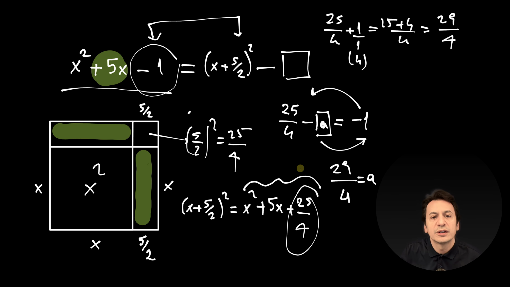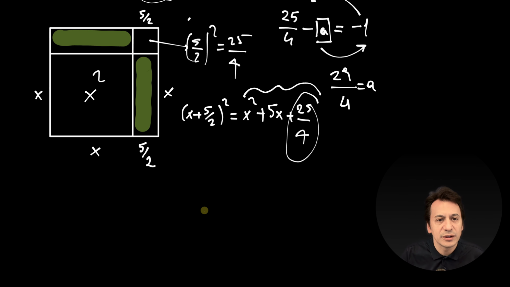So, great. Now, since this is 25 over 4, if I subtract this 29 over 4, then I will have my equation. Okay, this one's a little bit tricky. So it's better if you make one more example about this one. Let's go.